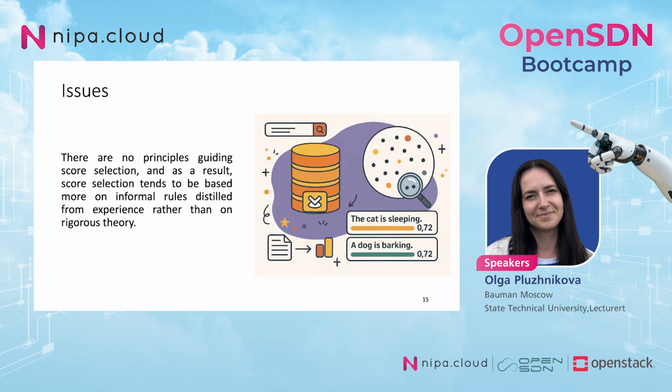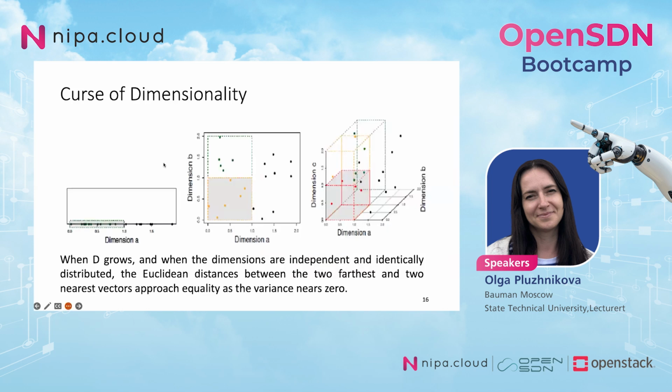Many vector databases offer this as a choice to the user, and how to support automatic score selection remains an open problem. And there's one more problem.